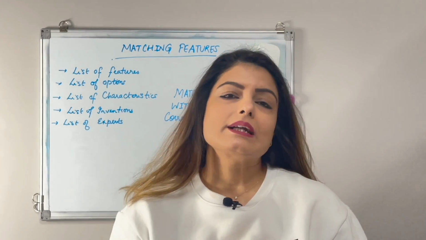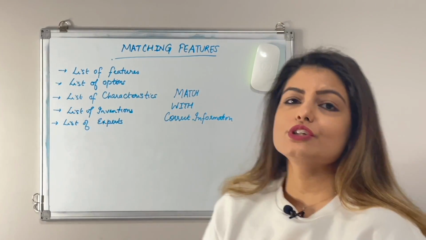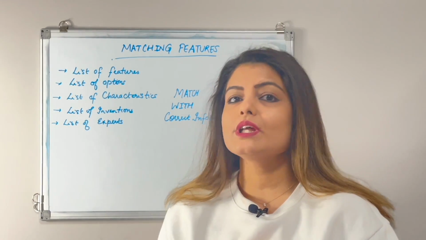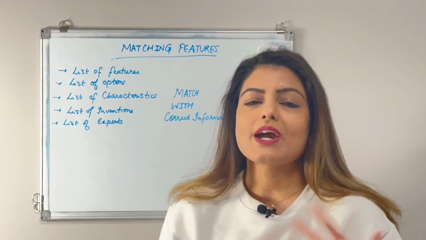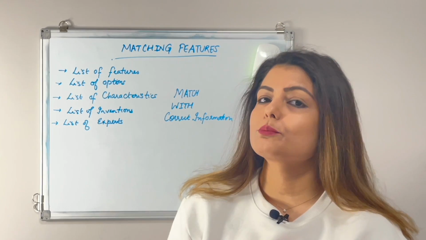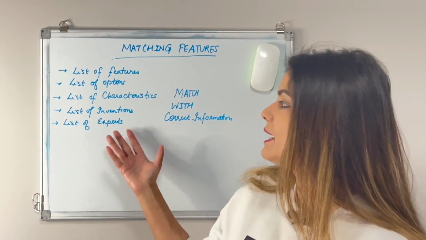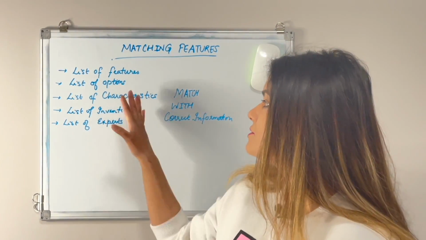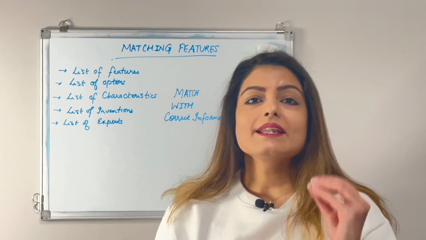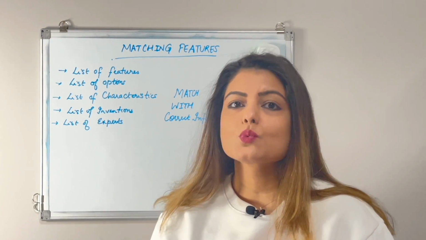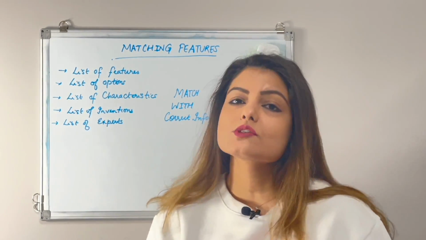Now we are going to do our next question type, which is matching features. In this type of question, you will be given a list of characteristics or features. That could be any inventions, or any list of experts or characteristics. And then you have to match this list with the correct information, which would also be given to you.